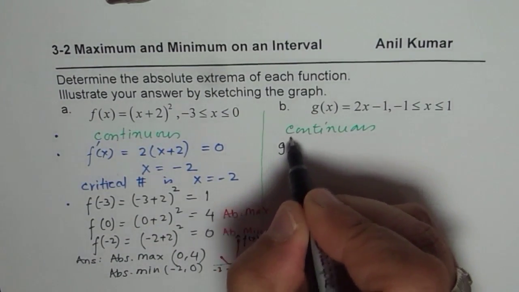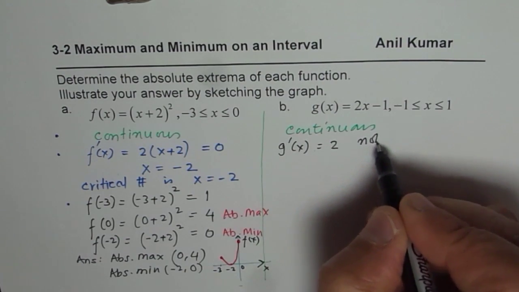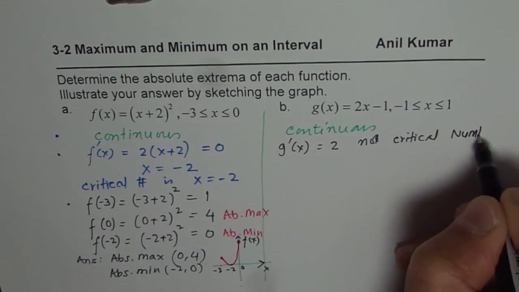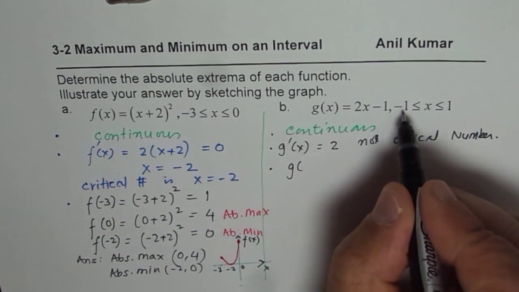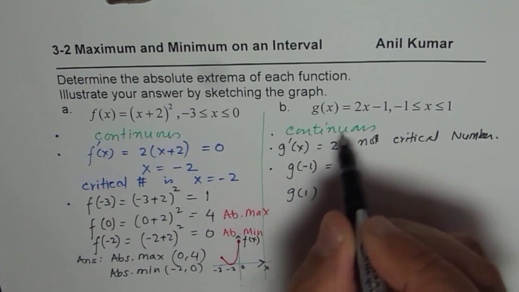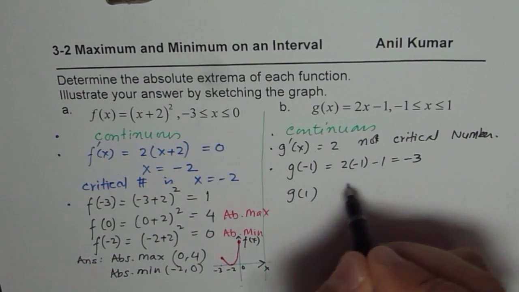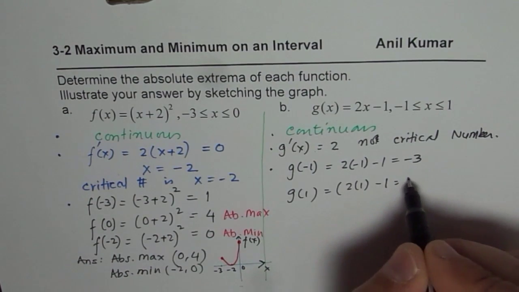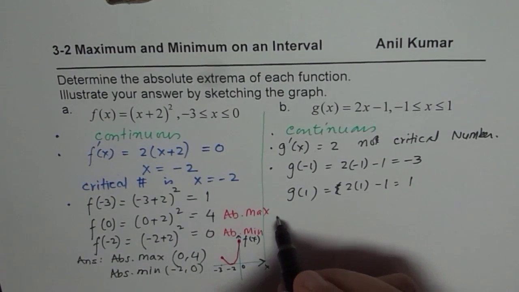So let's find the derivative of g of x. It is 2. So it is never 0. So no critical point, so no critical number, right? So that is the first thing. So in that case, we find the value of the function at the two boundary conditions, which are -1 and 1. So if I write -1 here, I get 2 times -1 minus 1, which is -3. And at 1, it is 2 times 1 minus 1, which is 1, right? So these are the two values. And compare these values. That is the next step.